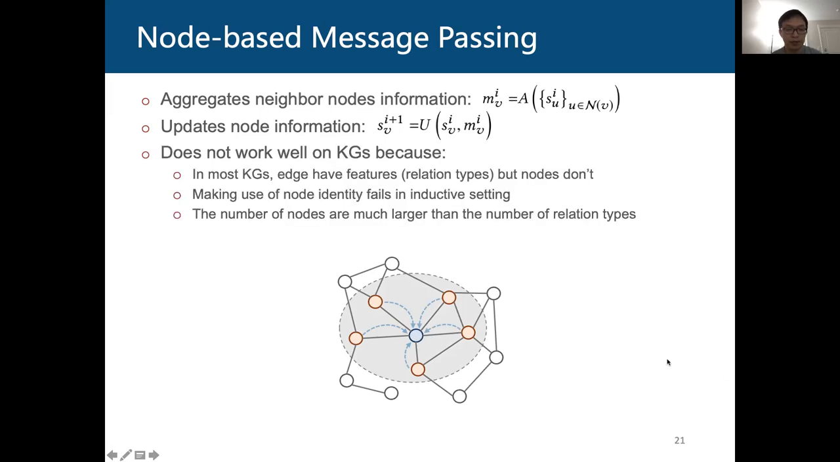So node-based message passing is popular for general graphs, but it faces the following challenges when applied to knowledge graphs. First, unlike general graphs, in most knowledge graphs, edges have features, but nodes don't have features, which makes node-based message passing less natural for knowledge graphs. And of course, you can use node identities as their features, but this will lead to another two issues. Modeling the node identities cannot manage the previously unseen nodes during inference. So it fails in inductive setting. And moreover, in real-world knowledge graphs, the number of entities is much larger than the number of relation types, which requires a large memory for storing these entity embeddings.